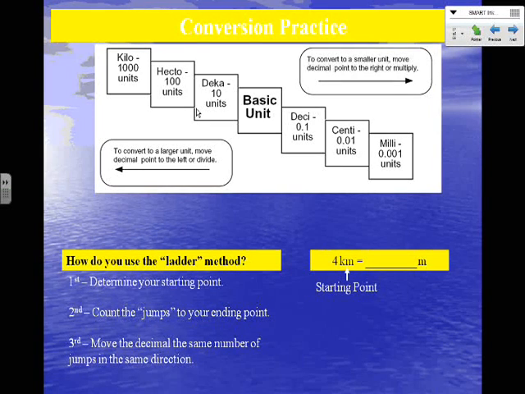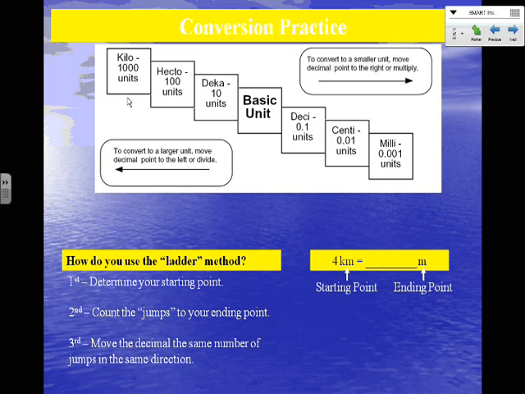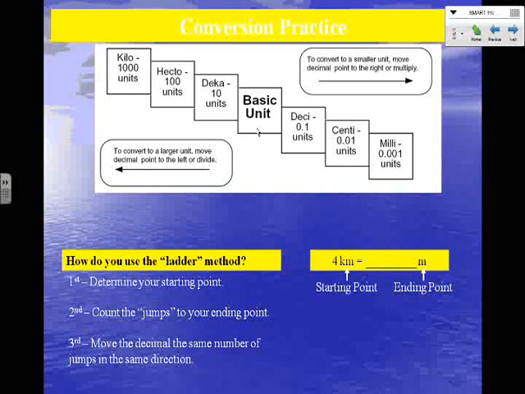Our starting point is the very first set of units. And since it has more than 2 letters, we know it's not the base unit. Okay, we know it's not the basic unit. So since it has km, you look for the prefix that has K with it. And the prefix that has K is kilo, so this is where we're going to start. Now, we need to find our ending point. Our ending point is the thing we're looking for, and that's an M. That means we only have 1 letter, so that means we're here at the basic unit. Okay, so we're going to start at kilo and end at the basic unit.